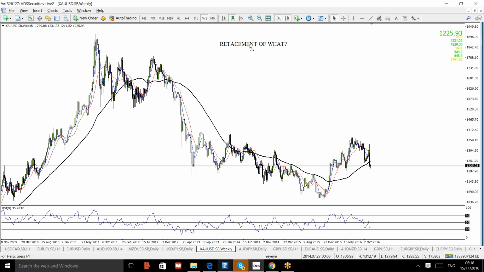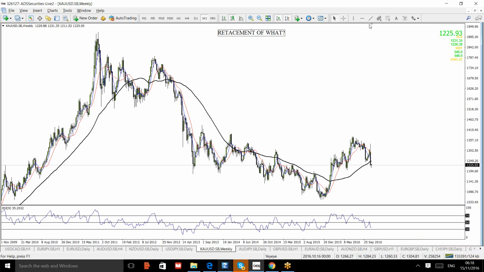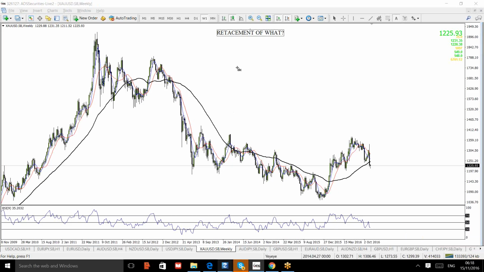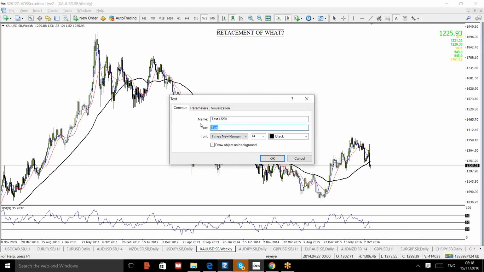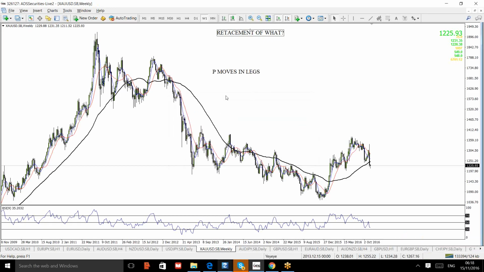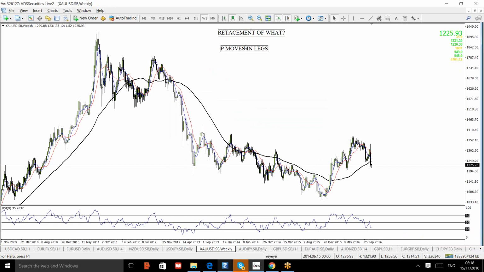Now, guys, before this, remember the price moves in legs. No, absolutely wrong. Listen to this. Price moves in legs. Understand, guys? What is a leg? This is a leg. Price moves in legs, right? Have you ever seen how the price moves?